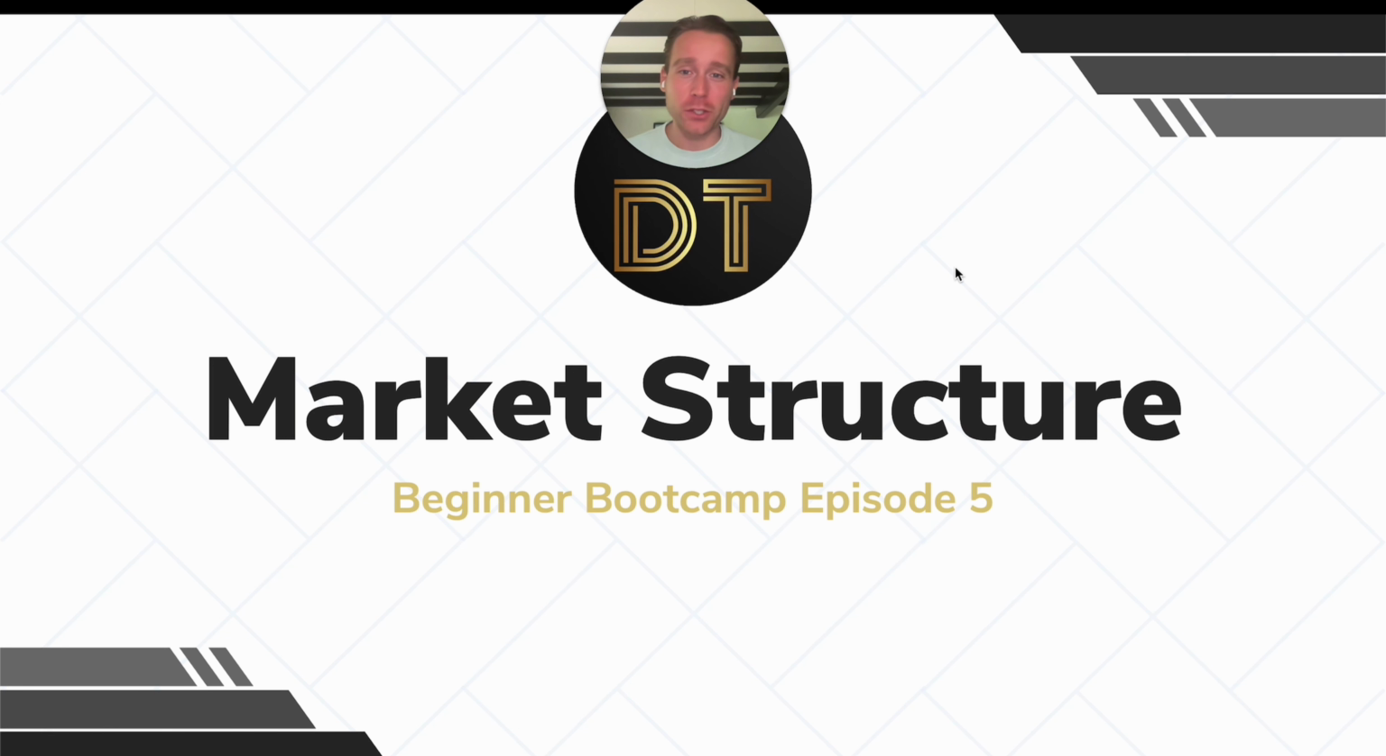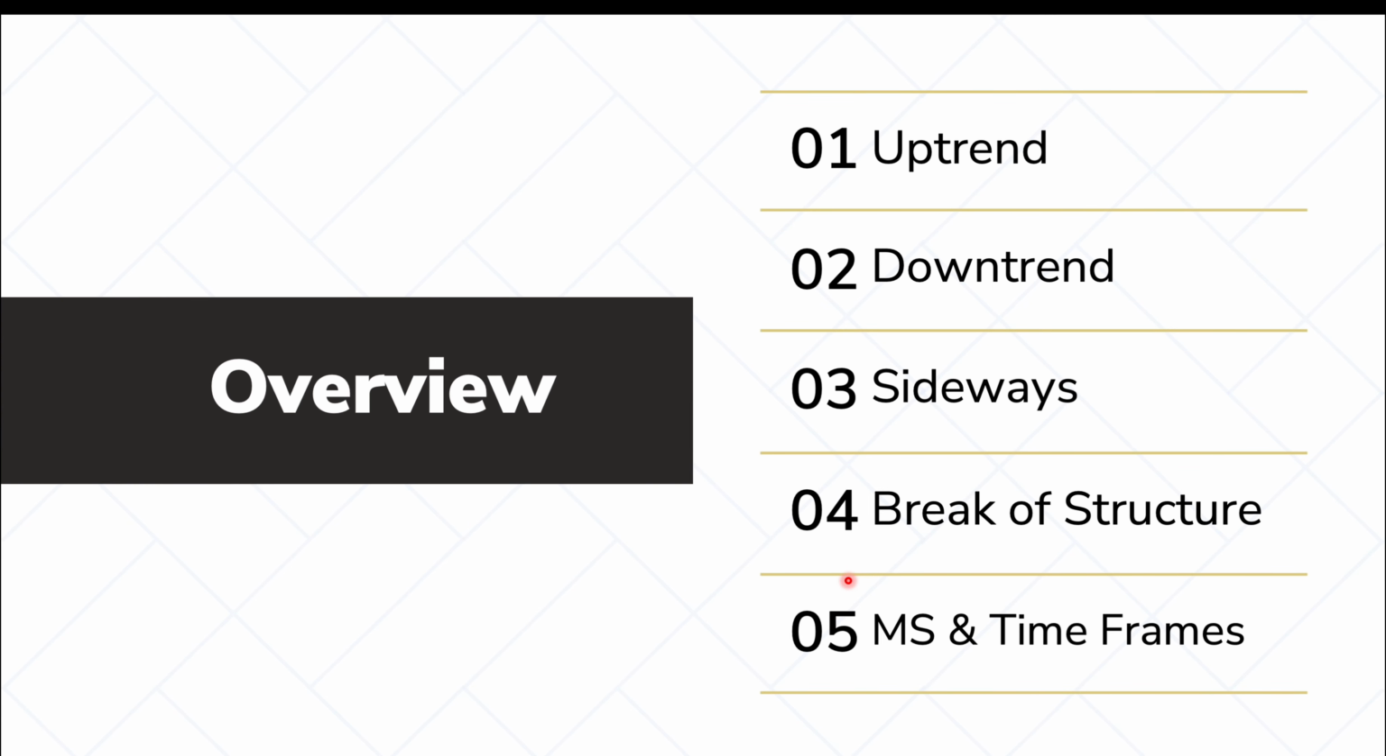Welcome to this 5th episode of the Beginner Bootcamp, and we're going to talk about market structure. In this episode, first we're going to talk about what an uptrend is, so when you're moving upwards, how you can spot a downtrend when you're going downwards, and what sideways movements look like. Then we're going to talk about a break of structure, so when an uptrend changes into a downtrend, or vice versa, and we're going to combine market structure with the previously learned timeframes.